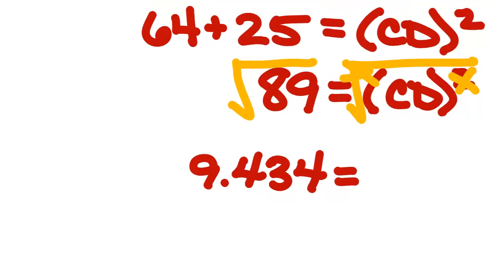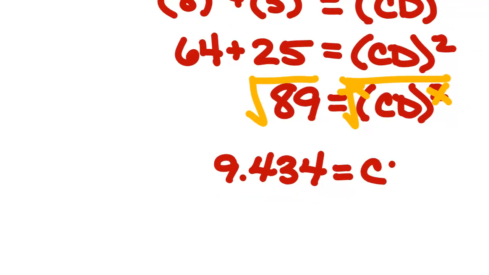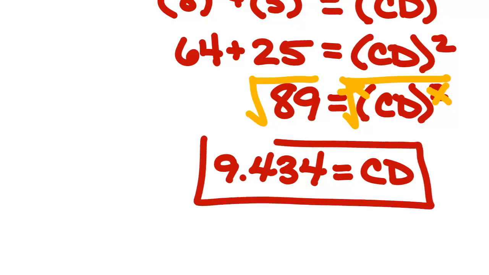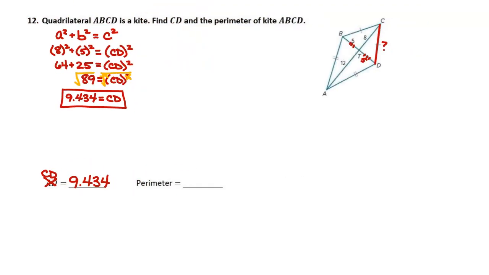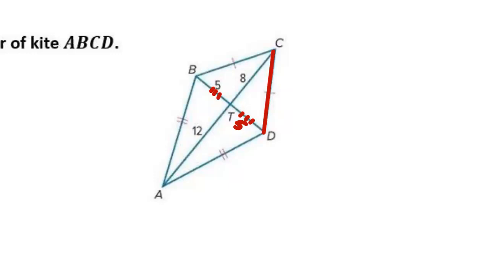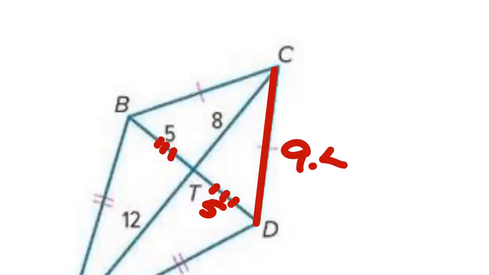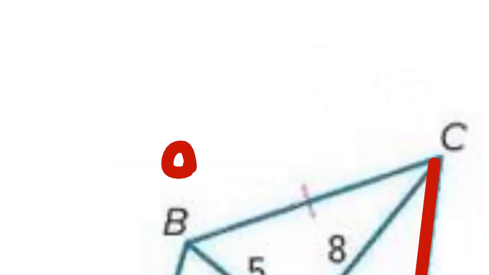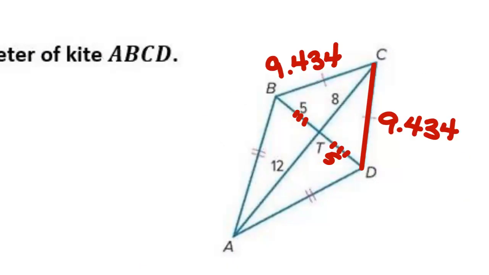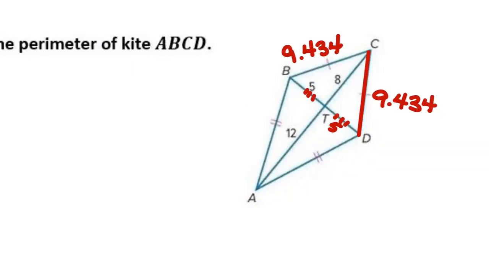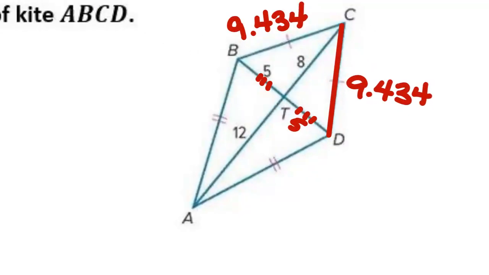9.434 is equal to segment CD. What else do they want me to do here? The perimeter. Well, I know 2 of the sides. I just found it, 9.434. What other side is 9.434? BC. To find the perimeter, we're going to have to find the length of either segment BA or DA. Let's find DA.